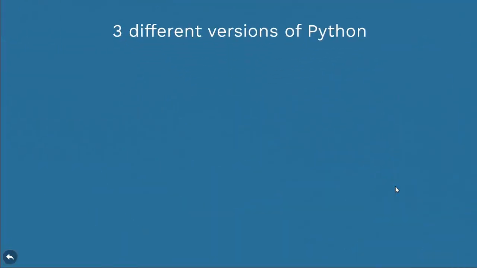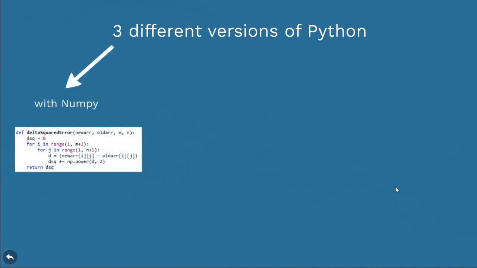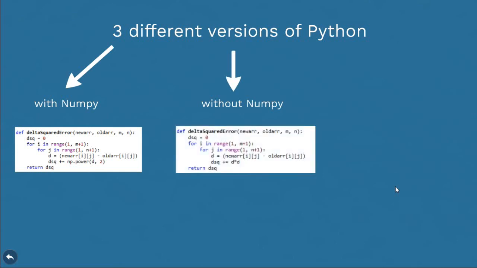I have written three different versions in Python to compare the speed: with using Python lists and for loops, with using NumPy arrays and for loops, and with using NumPy arrays and building on NumPy vectorization features.